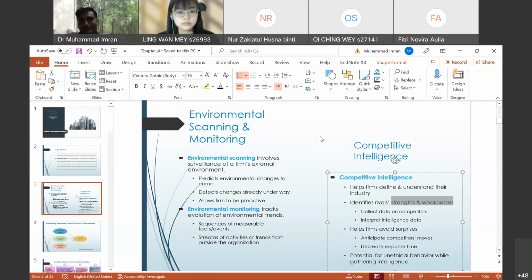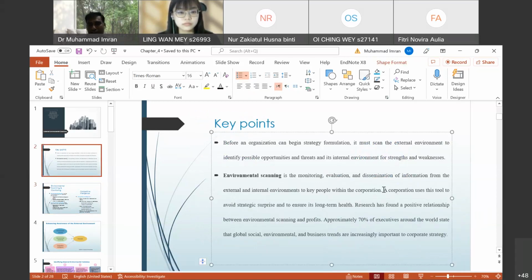Collect the competitor data and interpretation. We must read here, this is a very important line: corporations or firms use this tool to avoid strategic surprise and to ensure long-term results. What is a strategic surprise? Without environmental information, we cannot survive in the market and cannot make an effective strategy. Without environmental scanning, our strategy will be a surprise for us. Uncertainty in the environment may destroy our strategy and all our objectives.